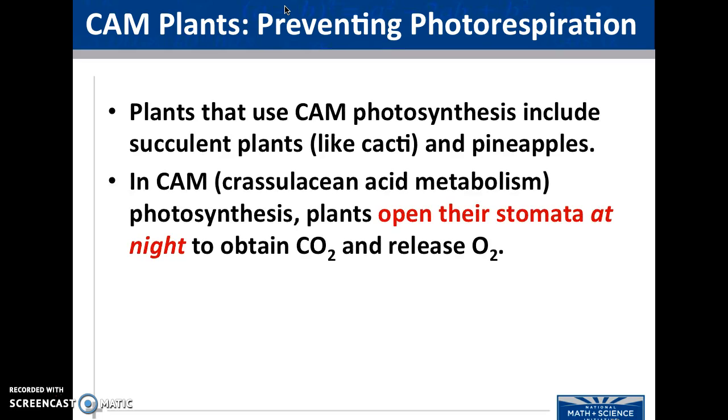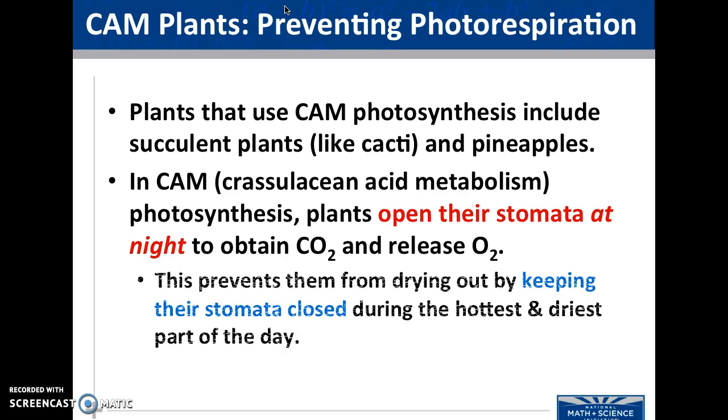CAM plants that do this type of photosynthesis are succulent plants like cacti and pineapples. These plants basically open their stomata at night to obtain CO2 and release O2. This prevents them from drying out by keeping their stomata closed during the hottest part of the day and doing the gas exchange at night.